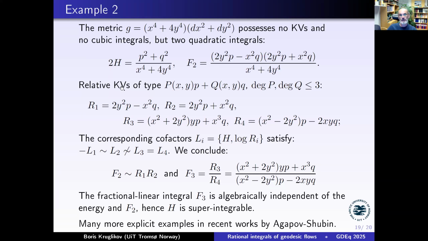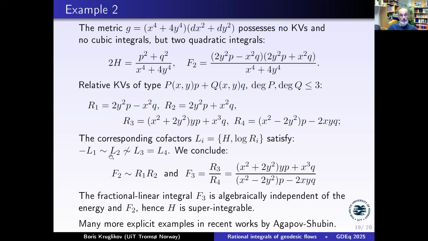Okay, now we look to relative Killing vectors of which are linear. Okay, so linear in momenta. And functions, let's impose the condition that they are polynomial of degree at most 3. So here are all of such. Okay, there are 4 linearly dependent. Some coefficients, polynomial quadratic in x and y. So here actually cubic. And then the corresponding cofactors for those relative Killing vectors are the following. So 2 of them are equal.